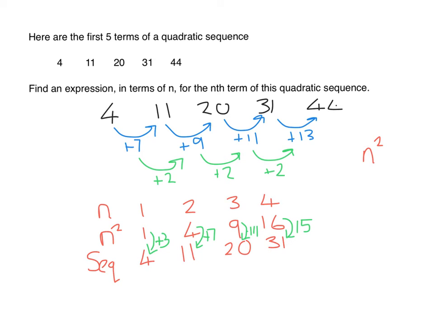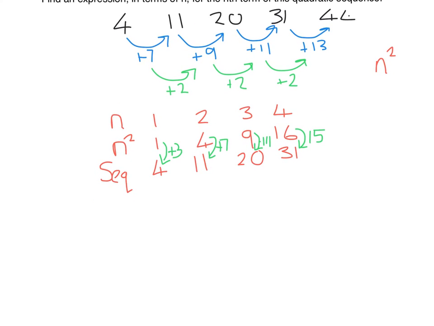It's not adding the same number. We're going from the n squared row to the sequence row. So I'm just going to rewrite that green sequence out. So 3, 7, 11, 15. And you can see that this is actually a linear sequence. We're going up in 4s.